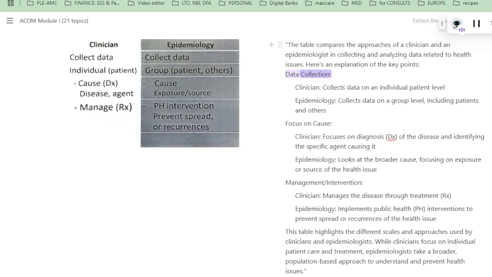Data collection: the clinician collects data at an individual patient level. Epidemiology collects data at a group level, including patients and others. Focus on cause: the clinician focuses on diagnosis of the disease and identifying the specific agent causing it. Epidemiology looks at the broader cause, focusing on the exposure or source of the health issue.